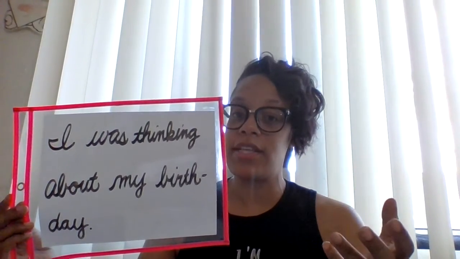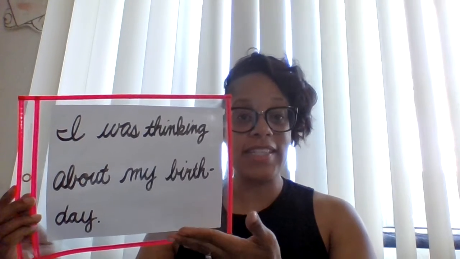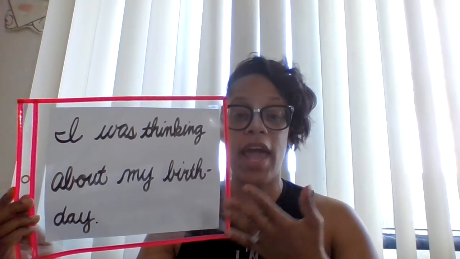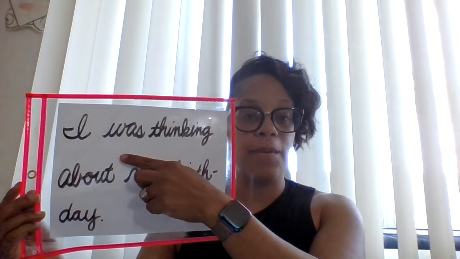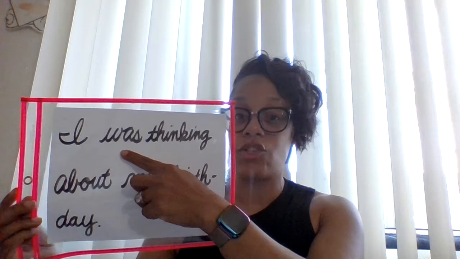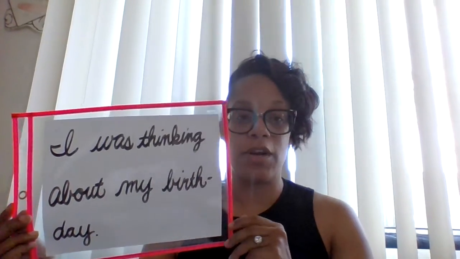So what is the subject in this sentence? Hopefully you said I. Very good. So this sentence actually shows a verb showing action. So this verb, which we just learned as a non-action verb, is actually a helping verb. So in this sentence, it is showing how the verb is acting or the action of the verb.